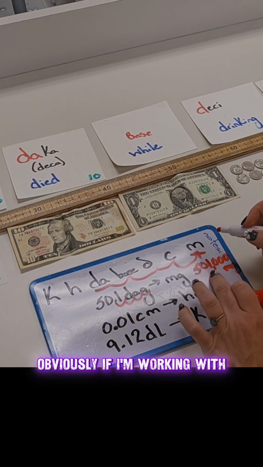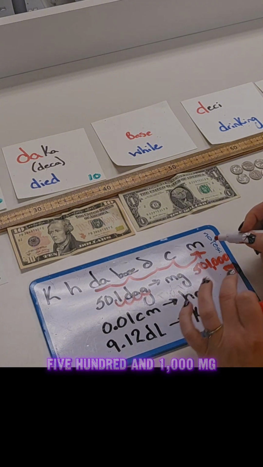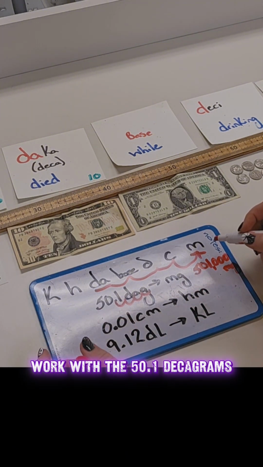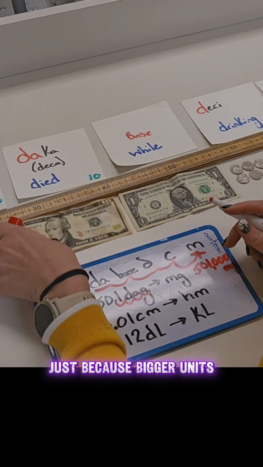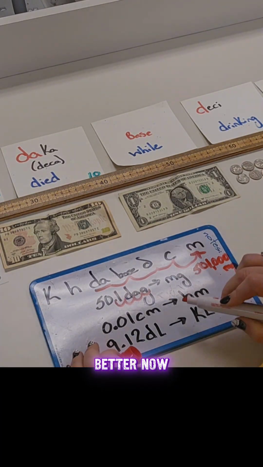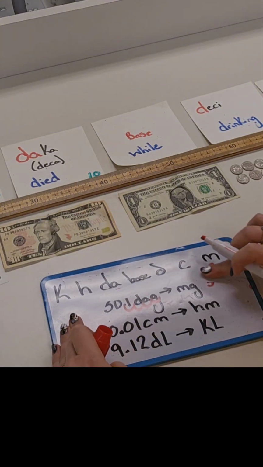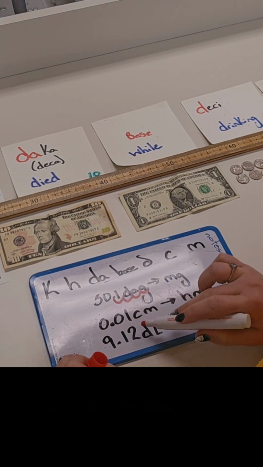Obviously, if I'm working with 501,000 milligrams, I'm going to probably prefer to work with the 50.1 decagrams just because bigger units, less to deal with. Better.